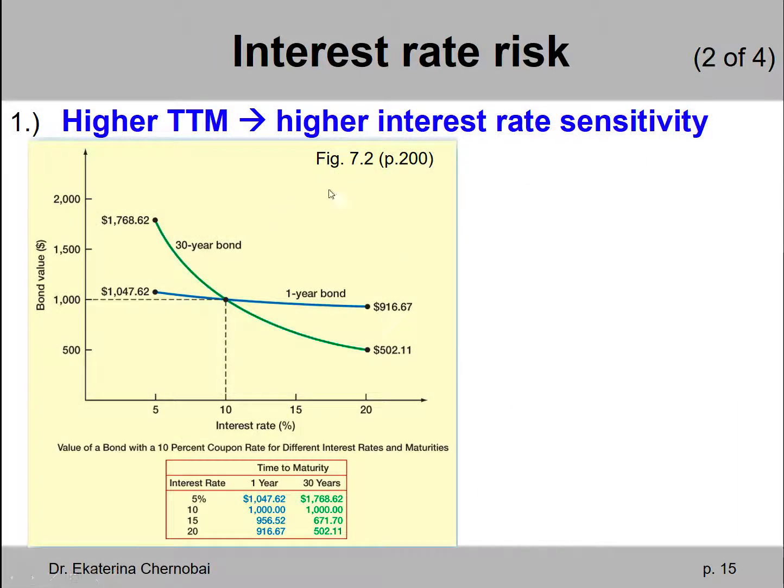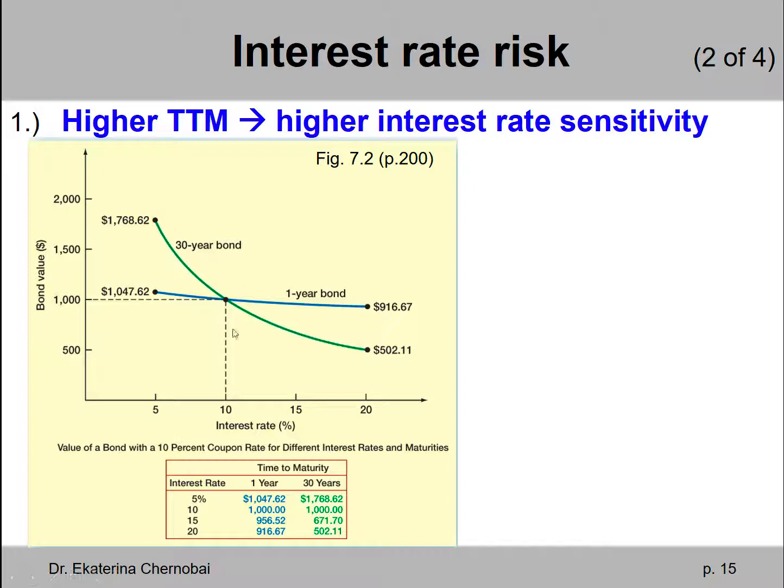Let's consider this figure. This is figure 7.2 in our textbook. On the horizontal axis, we have the interest rate. That's the yield to maturity, the I/Y in the financial calculator. On the vertical axis, we have bond value in dollars. Then we know that the relationship between the interest rate and the bond present value is negative, right? We just had it on one of the earlier slides. And that's why we see the lines sloping down and to the right.